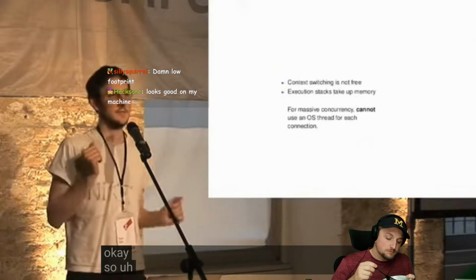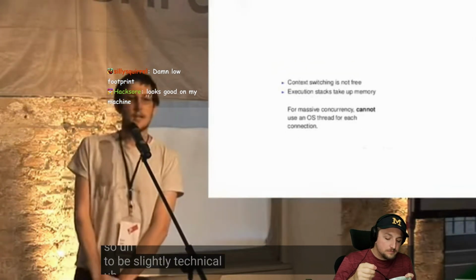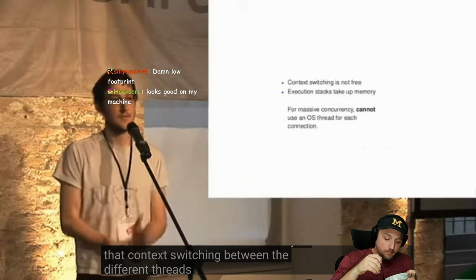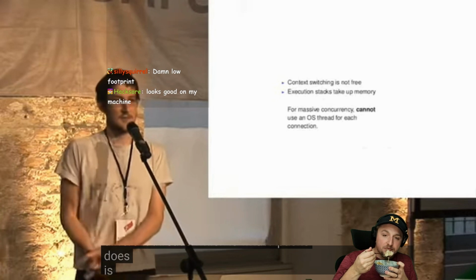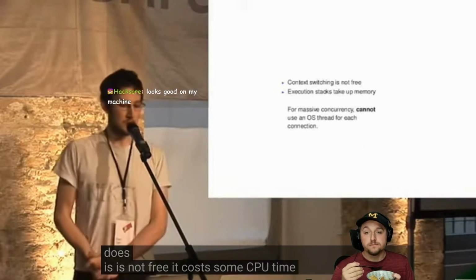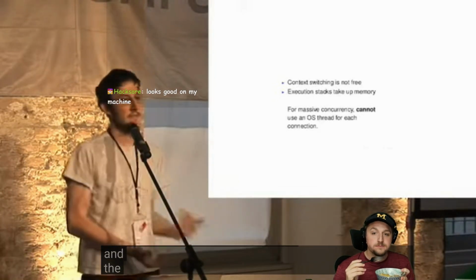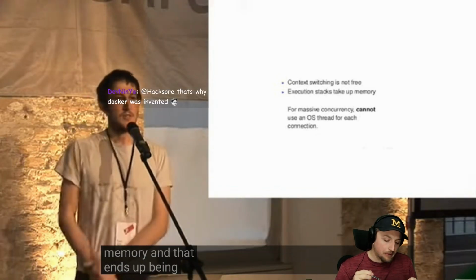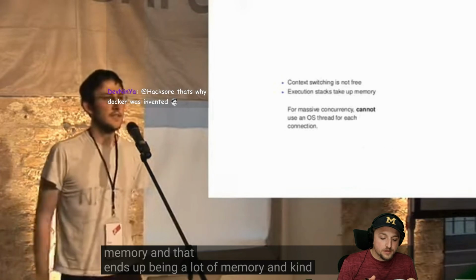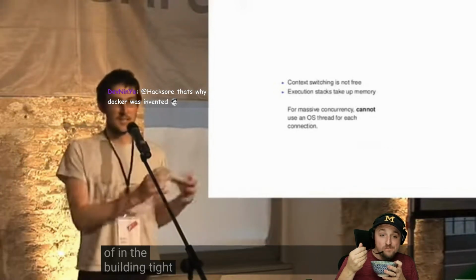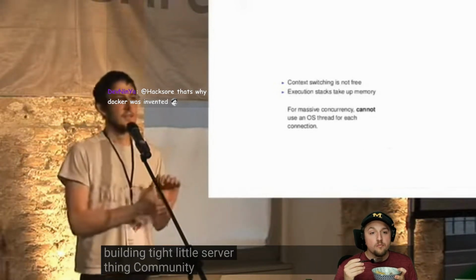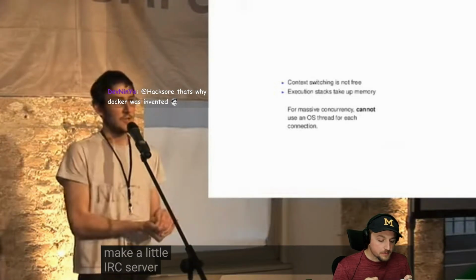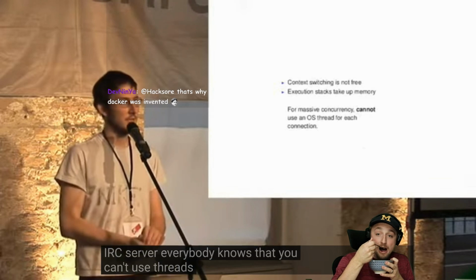So to be slightly technical, the first benchmark kind of tells you that context switching between the different threads, which is what Apache does, is not free. It costs some CPU time. And the second one is that each thread takes memory, and that ends up being a lot of memory. And in the build-a-tight-little-server community, if you want to make a little Nginx server or you want to make a little IRC server, everybody knows that you can't use threads for connections.